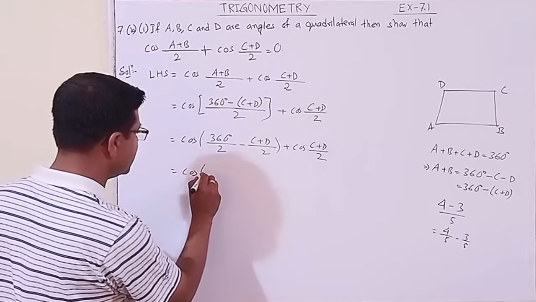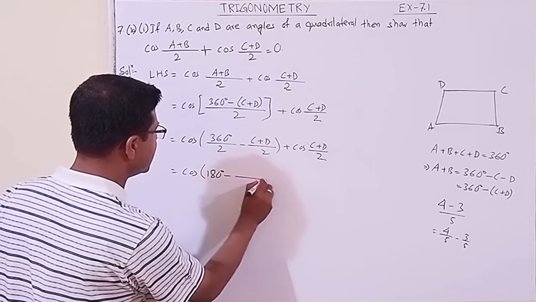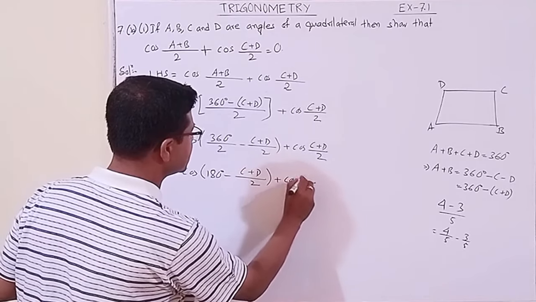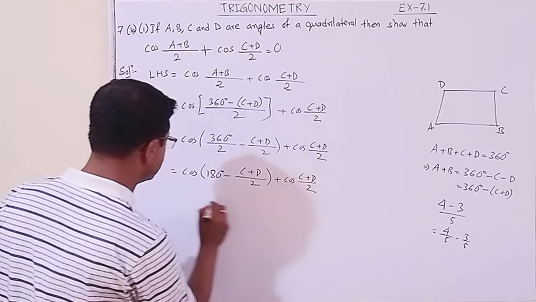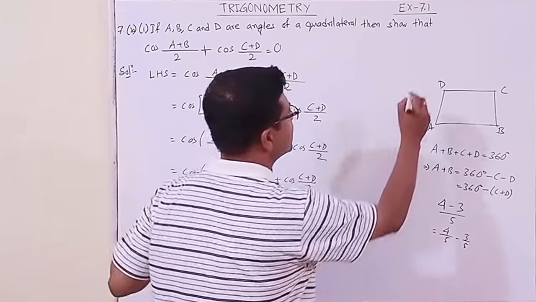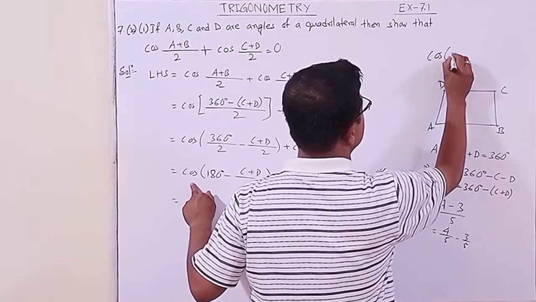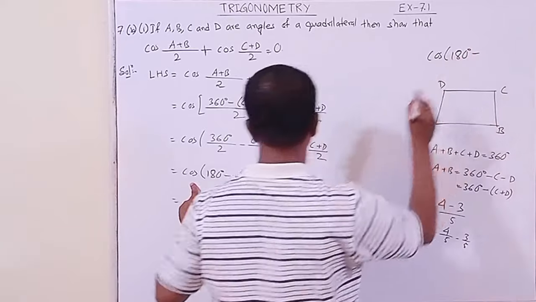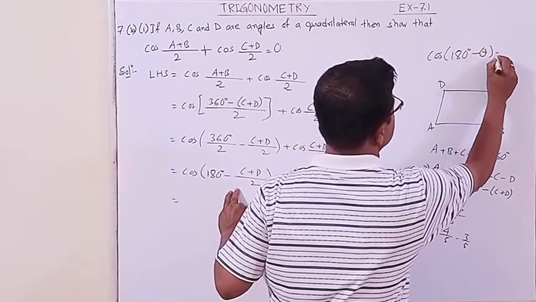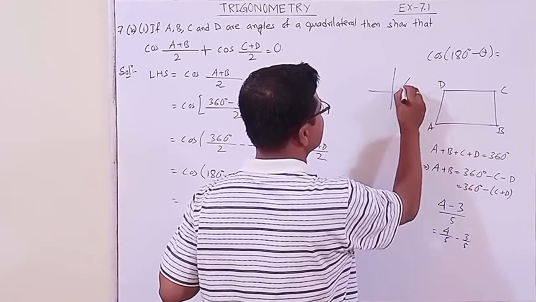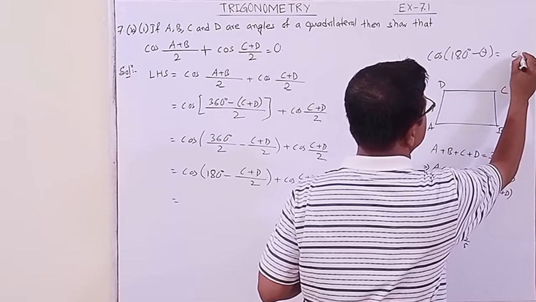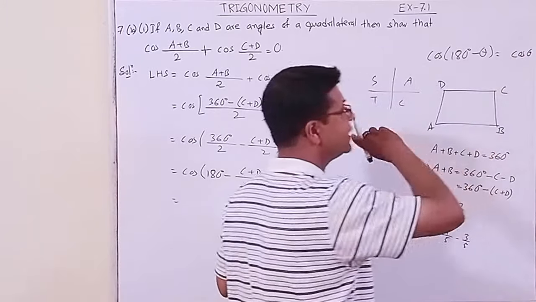Cos of 360 by 2 is 180 degrees minus (C plus D) by 2. I hope you are understanding in which direction we are going now. Suppose it is in this form, I'll write here cos of 180 degrees minus theta. Suppose this is theta.